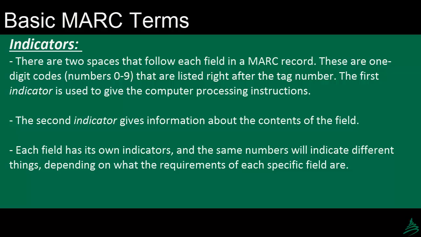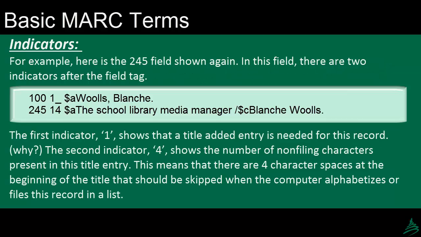The second indicator then gives you information about the content of that field. And in the 245, this number tells you how many non-filing characters are at the beginning of the title. For instance, if you see on the screen here that there's a 4 in that second indicator, which is telling the computer to skip over the first 4 spaces in that subfield A. You don't want to go looking for the word the, so it's going to skip over the.